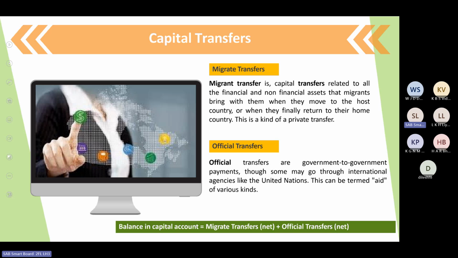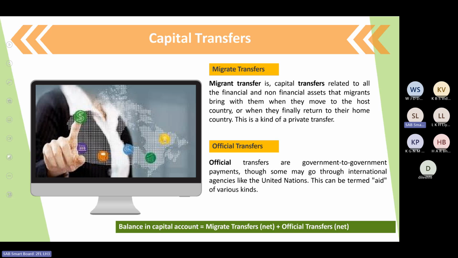So these transfers have two things. One part of this capital account is capital transfers. This has two parts, migrant transfers and official transfers. What is meant by migrant transfers? These capital transfers relate to all the financial and non-financial assets that migrants bring with them when they move to a host country or when they finally return to their home country. This is a kind of private transfer.